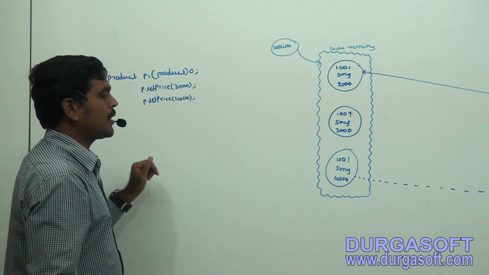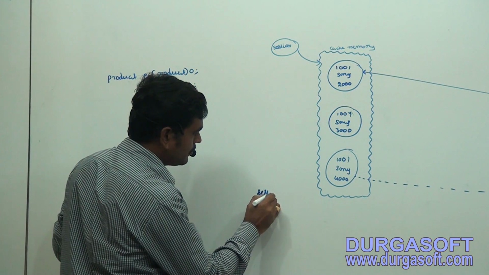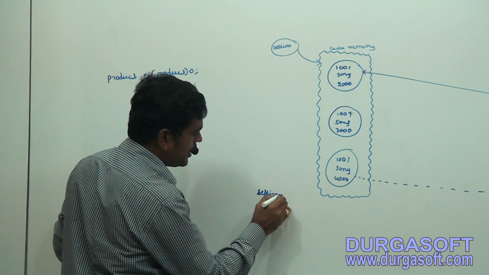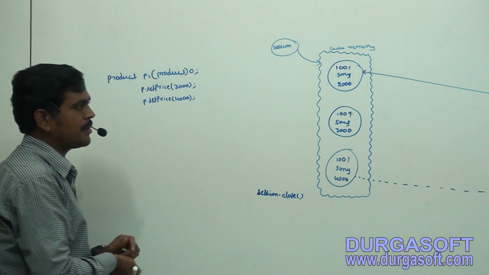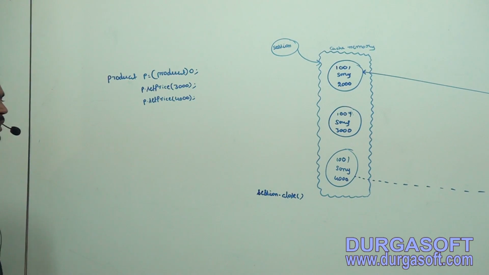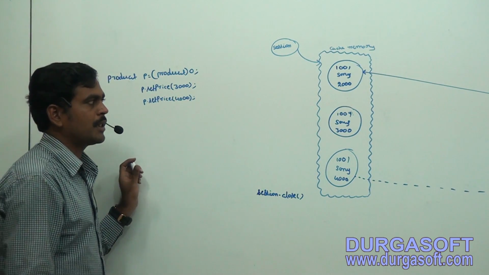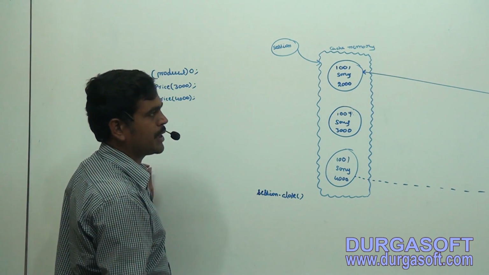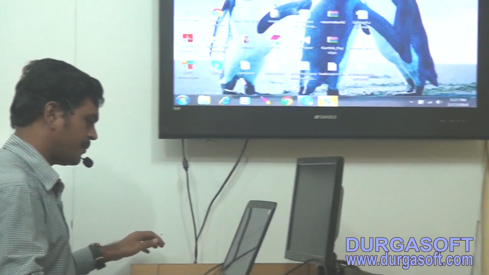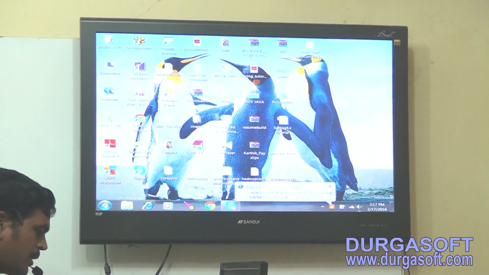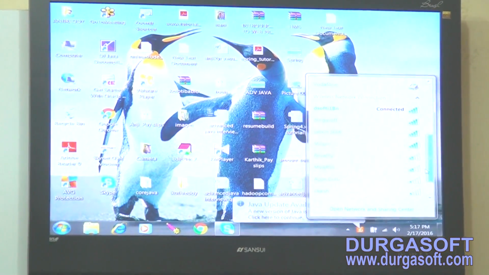Then when we call session.close, automatically that session object is going to be destroyed or closed from the cache memory. Right? Now we'll see this example practically.